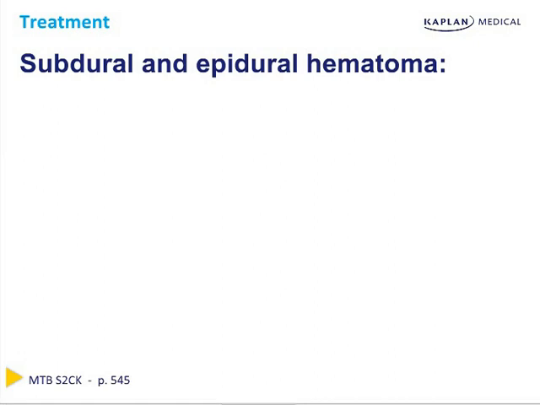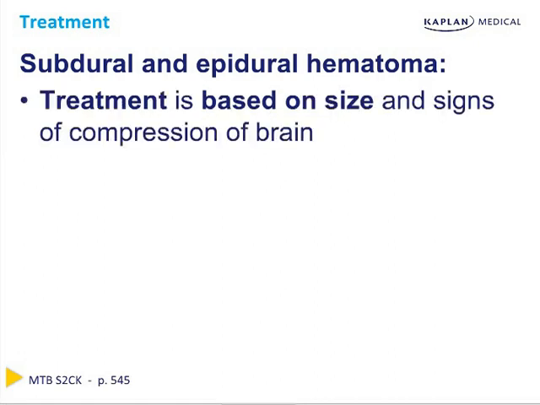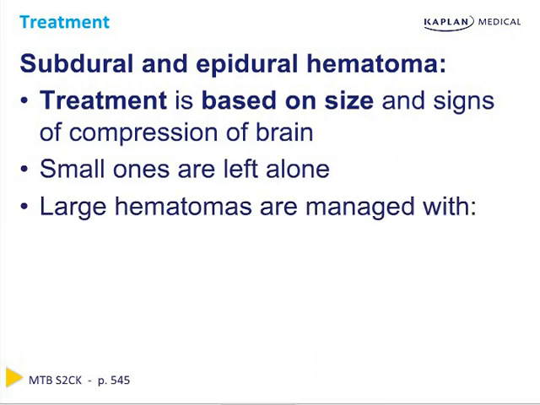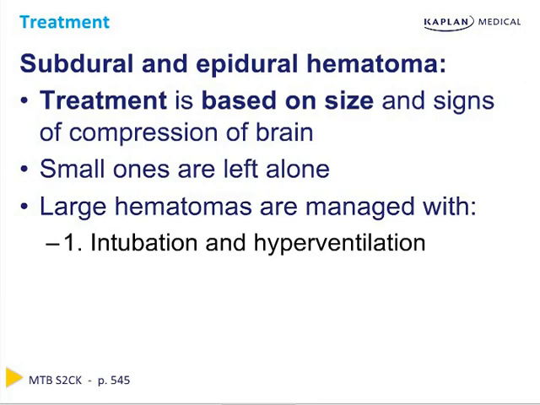The treatment of a subdural and epidural hematoma are based on two factors. The first is the actual size of the bleed, and second is the patient displaying any signs of compression. Small bleeds are left alone. Large ones, however, are actively managed with intubation and hyperventilation to reduce intracranial pressure, mannitol to take care of the cerebral edema, and lastly, surgical drainage in case the bleed is so big there's mass effect.